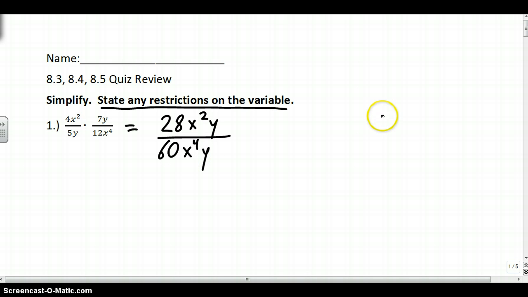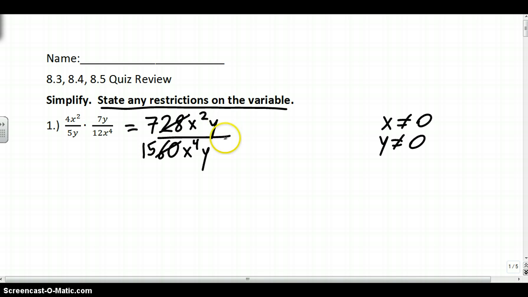Right now you can already tell me x can't be 0, because if I were to plug that in, it would make the entire denominator 0, and we can't have that. Same thing with the y. Y can't be 0 as well. Now I can feel free to cancel. 28 over 60. Well, 28 and 60 are both divisible by 4. 4 goes into 28 7 times, and it goes into 60 15 times.